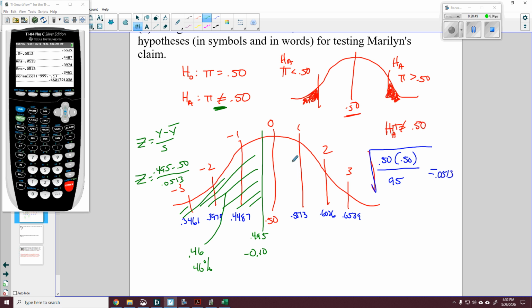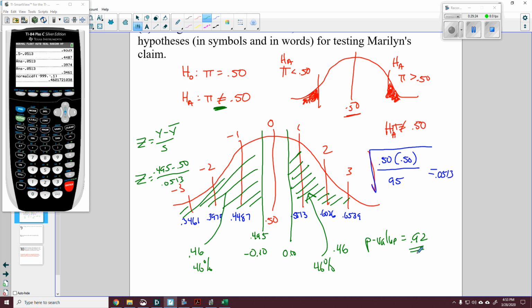But remember that my alternative hypothesis was not equal to. So not equal to, I have to consider both sides. Two-sided p-value. So since it's symmetrical, I know that this z-score is going to be positive 0.10, and I know that this proportion is going to be positive 46% or 0.46. So my p-value is equal to about 0.92.